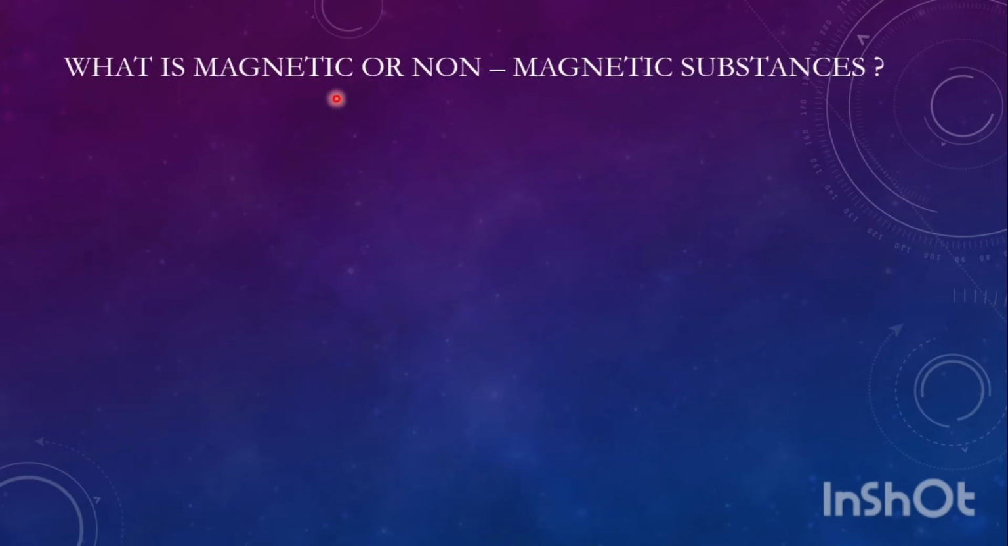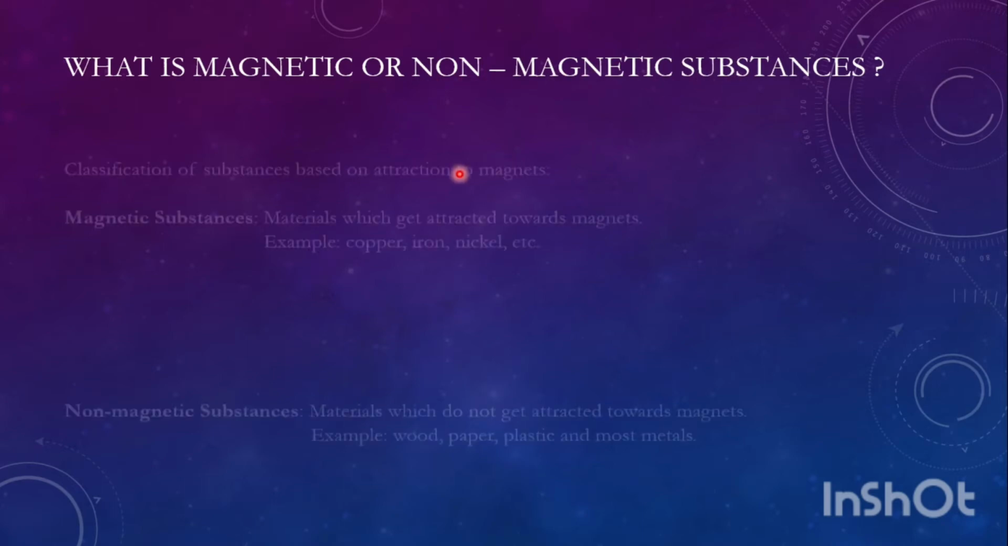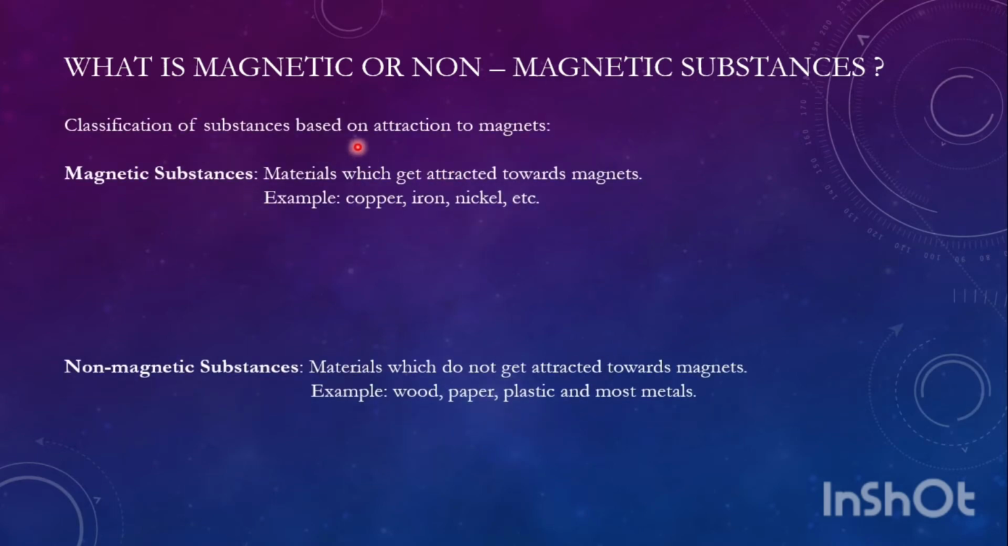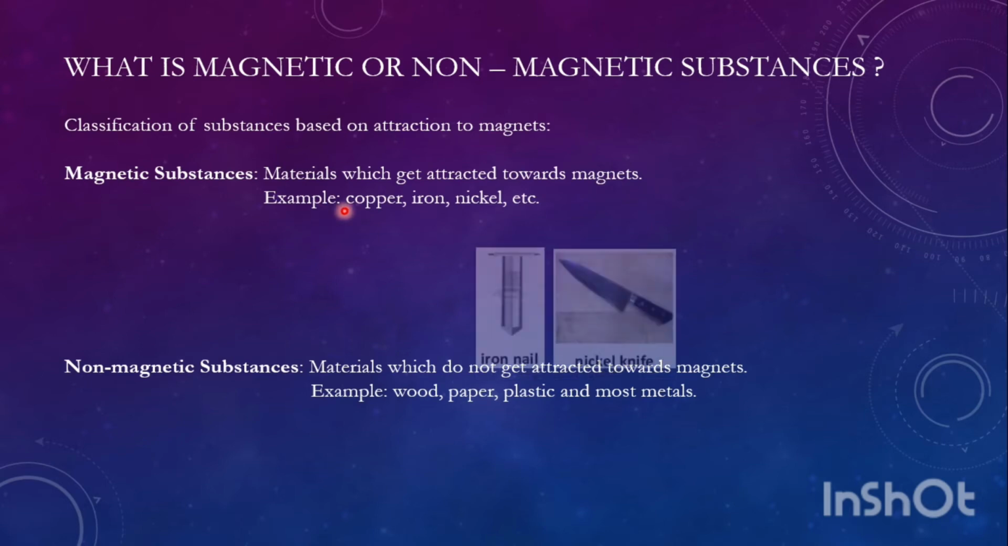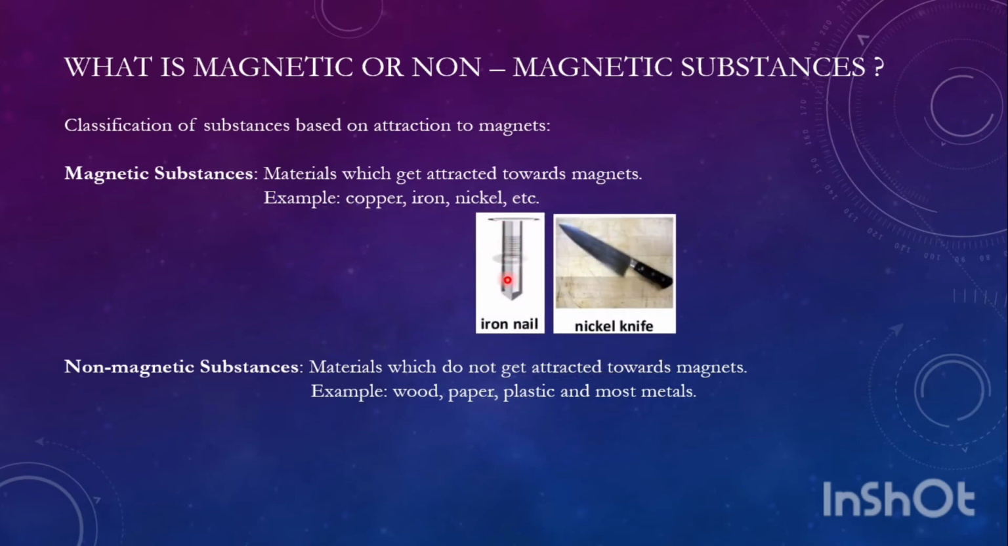Now what are magnetic and non-magnetic substances? Classification of substances based on attraction to magnets. Magnetic substances are materials which get attracted towards a magnet. Examples: iron, nickel. Now here is the example of an iron nail which is made of iron, and also a knife. These materials are easily attracted by a magnet. So that's why they are called magnetic substances.